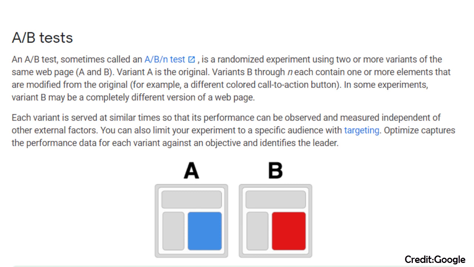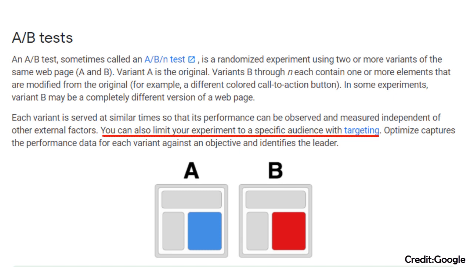Each variant is served at similar times so that its performance can be observed and measured independent of external factors. You can also limit your experiment to a specific audience with targeting. So for example, let's say you added an exit intent pop-up, you can limit the test to only run in desktop versions, because I don't like throwing pop-ups in mobile version, because when you put an exit intent pop-up in mobile, it kills the conversion.